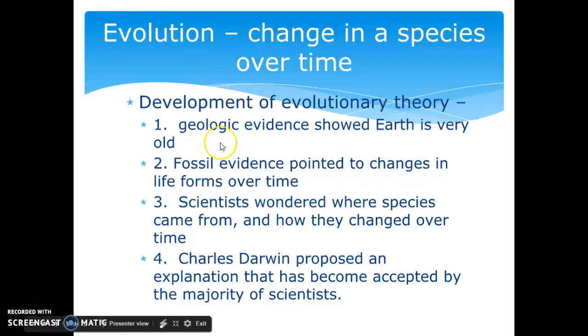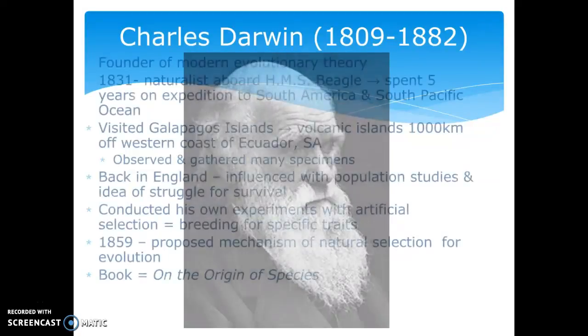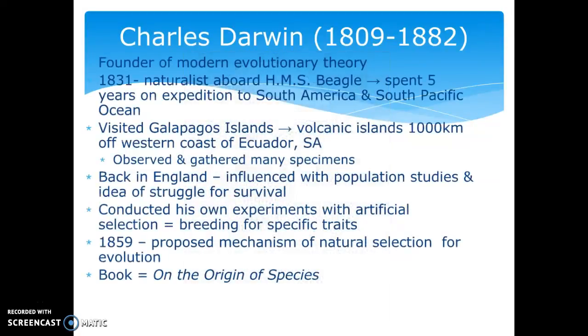So there's geological or earth evidence that shows that the earth is very old. Fossil evidence points to changes in life forms over time. This is evolution or adaptations. Scientists wondered where species came from, how they changed, and then my good friend Charles Darwin proposed this theory that has become accepted by a majority of scientists. So there he is, that cute guy, Charles Darwin. And this basically tells the history of him. He's the founder of modern evolutionary theory, that's super important.